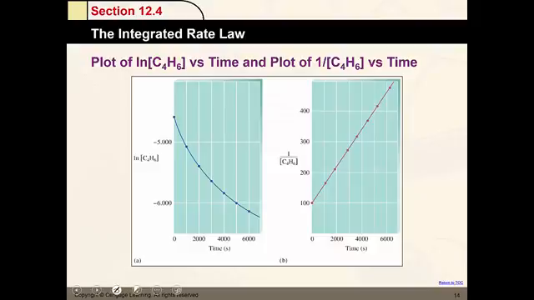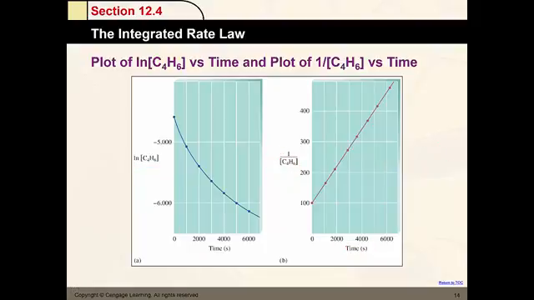So with the following, if you do this graph, and you should be able to graph some simple values on your calculator, if you plot natural log versus time, you find, okay, that's not a straight line. That means that reaction cannot be first order. Then you try, okay, maybe it's second order. So you plot inverse concentration versus time. That is a straight line. Therefore, this reaction is second order, with the slope being equivalent to that rate constant.